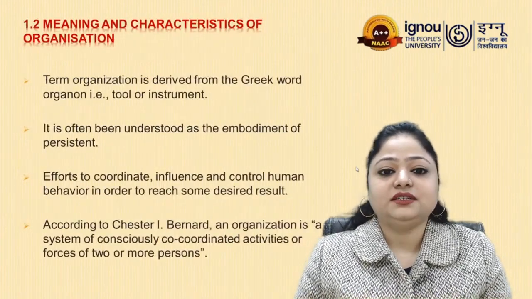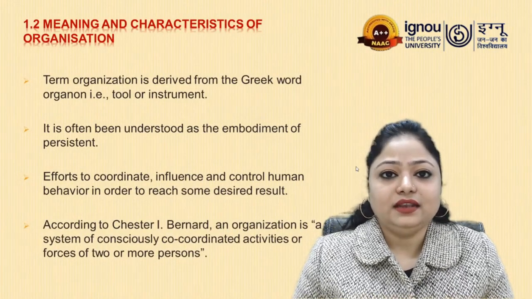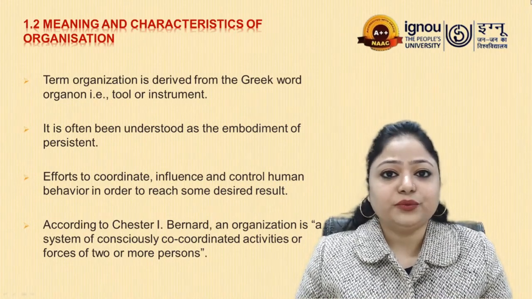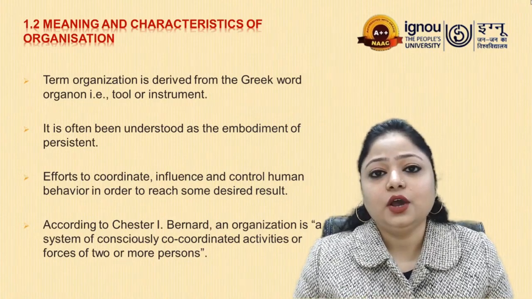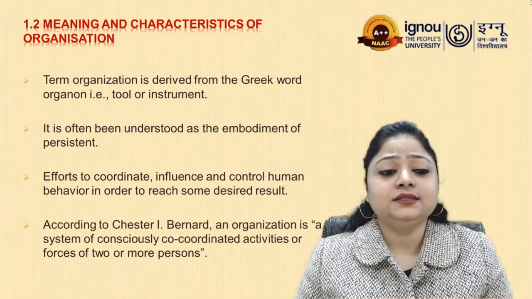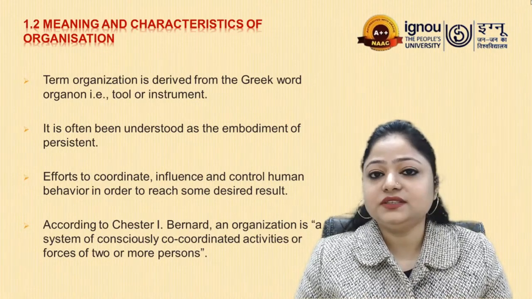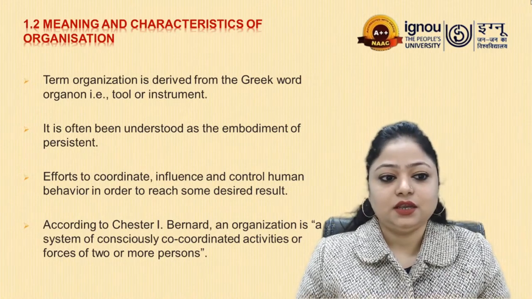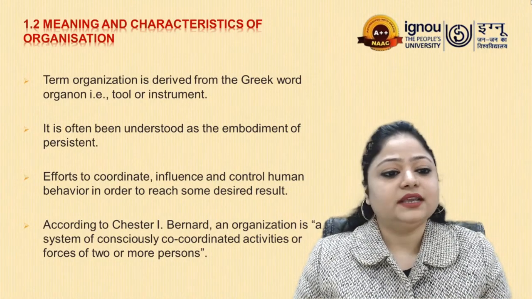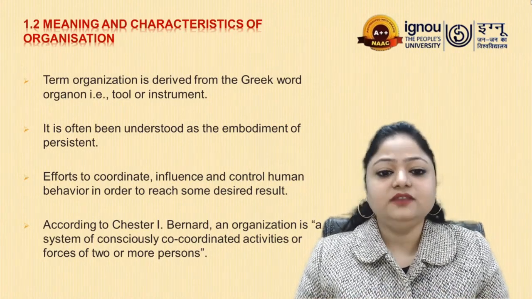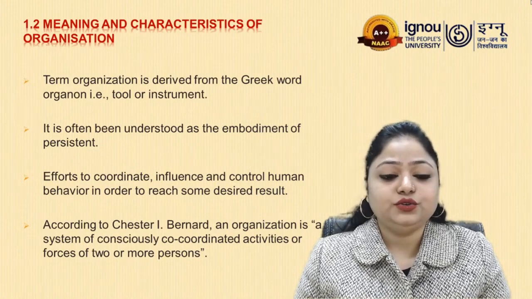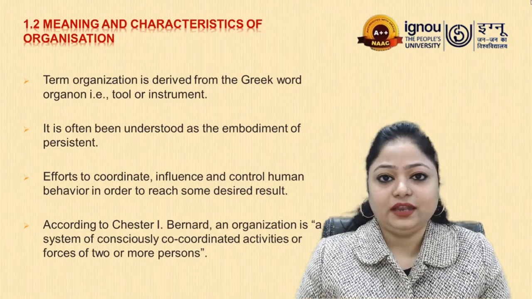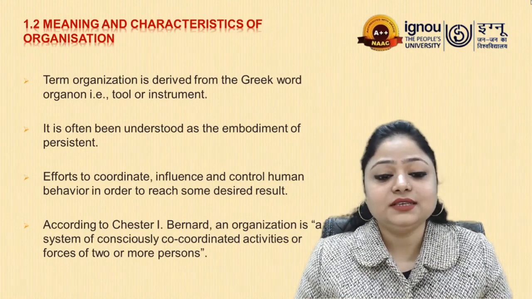Now the term organization is derived from the Greek word organon, and it means tool or instrument. So, meaning thereby, it is that tool or instrument through which collective purposes and objectives are achieved. So, it is often understood as the embodiment of persistence. Organization, to be called an organization, needs to be persistent in all its activities. If it ceases to exist, then there will be no organization. So, efforts are there to coordinate, influence, and control human behavior in order to reach some desired result. Without intervention, without the effort to coordinate and control and communicate, no organization can succeed or even exist.